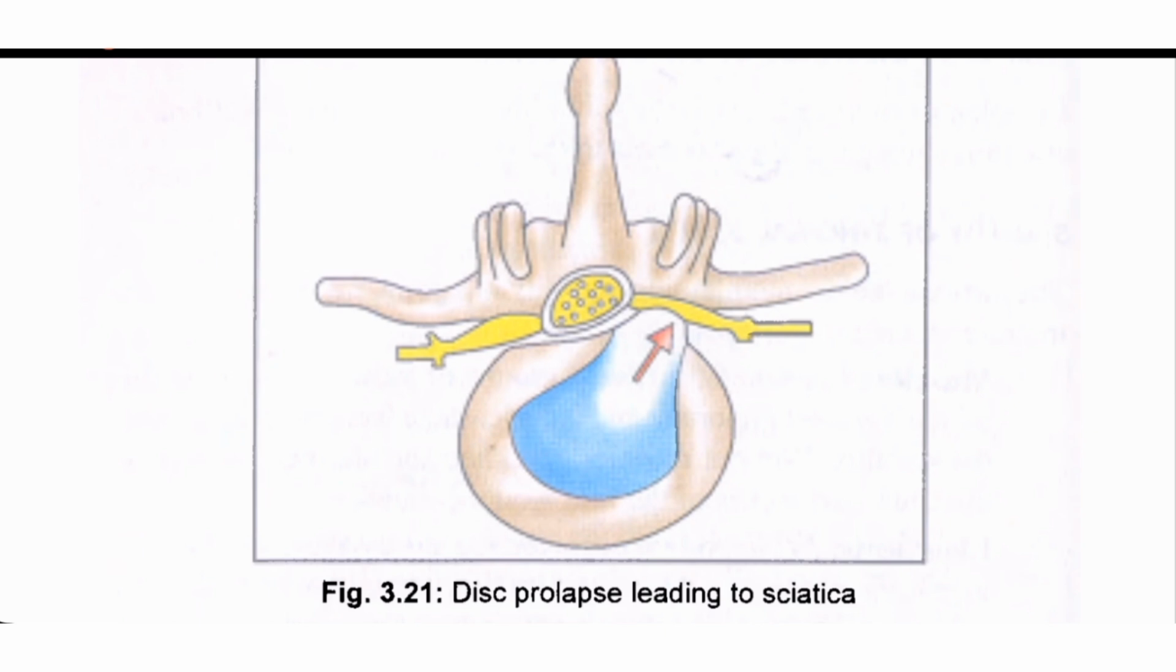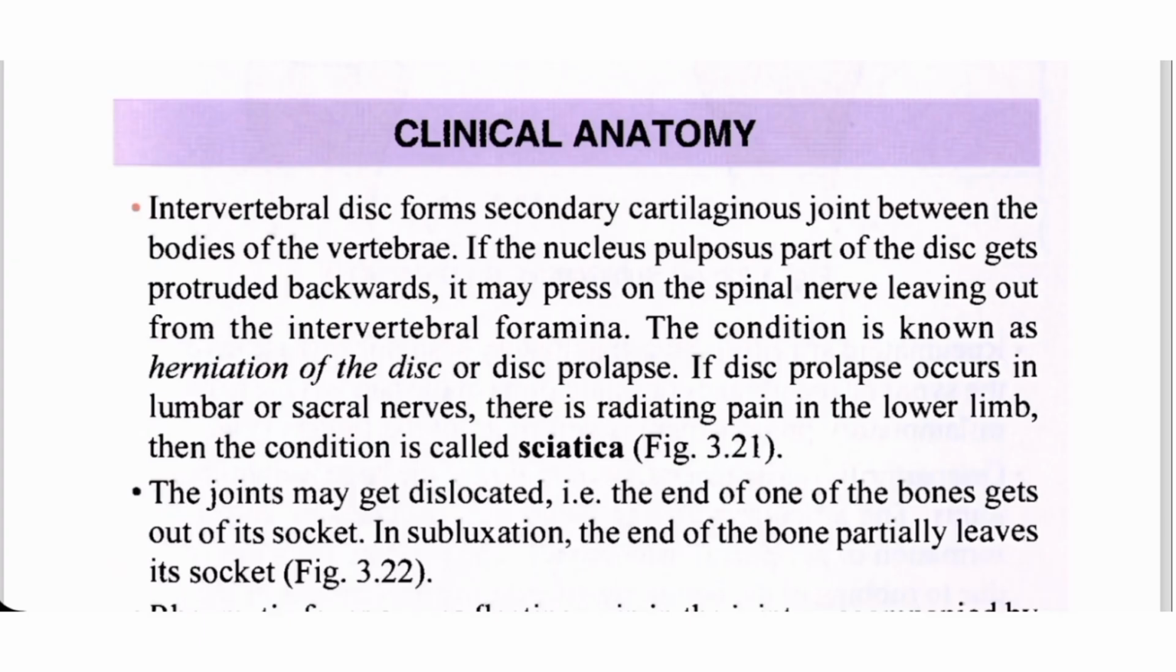That gel slips away from that disc and it goes backwards and it starts irritating the nerves that are emitting from the vertebra in the intervertebral foramina, right? So that irritation of those nerves leads to a pain sensation which radiates into the lower limb, and that is known as sciatica.